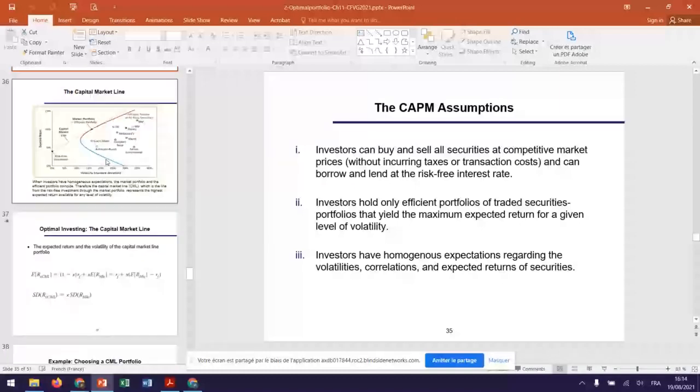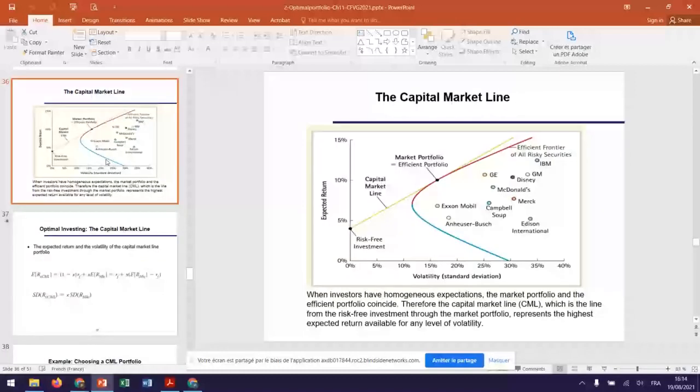Just forget for a while that the assumptions look very theoretical. Let's go to the graph that we just learned, after we introduced the Sharpe ratio. You can see here that when you assume that the market portfolio is an efficient portfolio, you get this green line. This green line, where you assume the market portfolio is efficient, we call the capital market line.